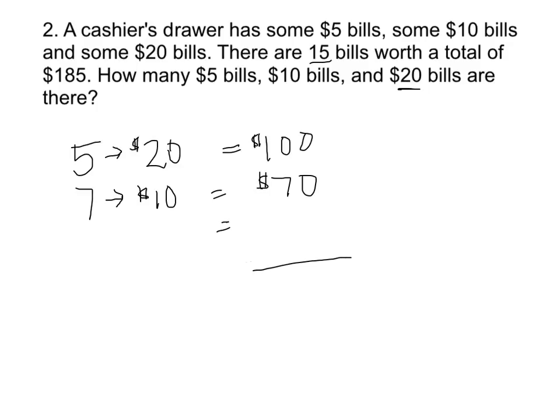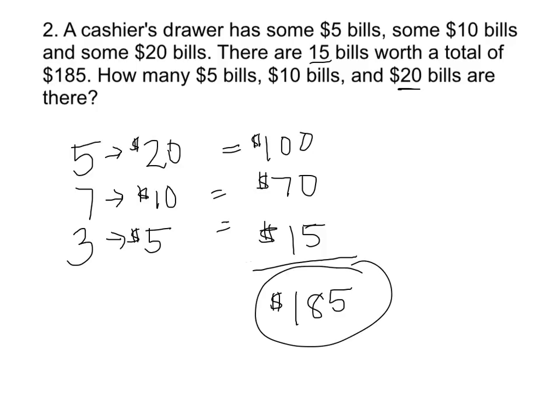And to get to my total of $185, I need 15 more dollars. If I have $5 bills, I would need 3 $5 bills to make $15. So now I've got my total where I want it.